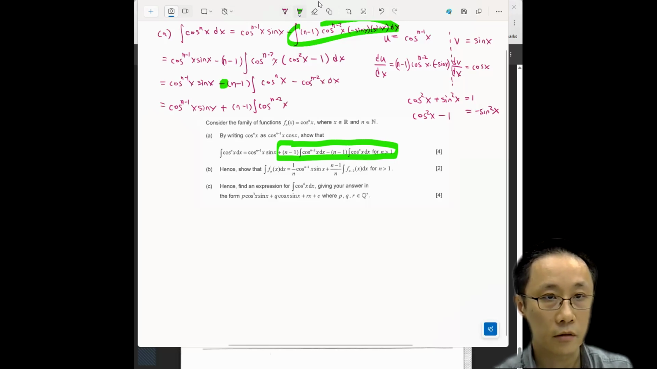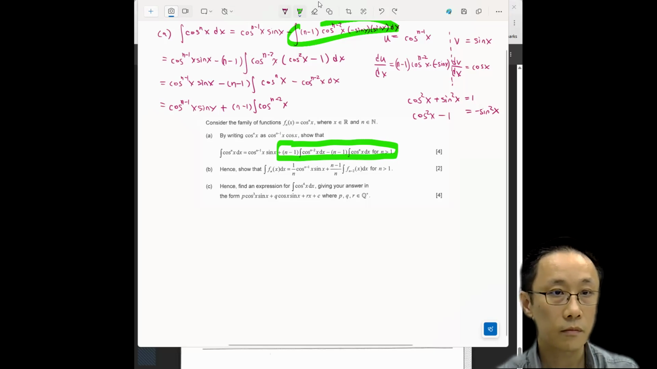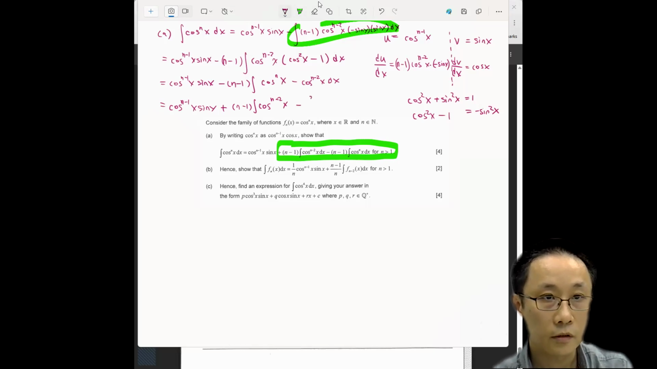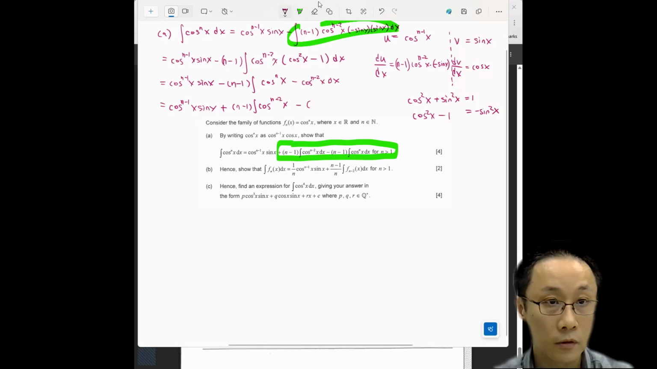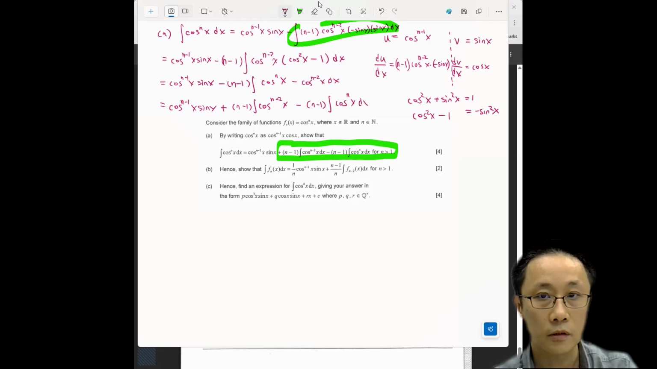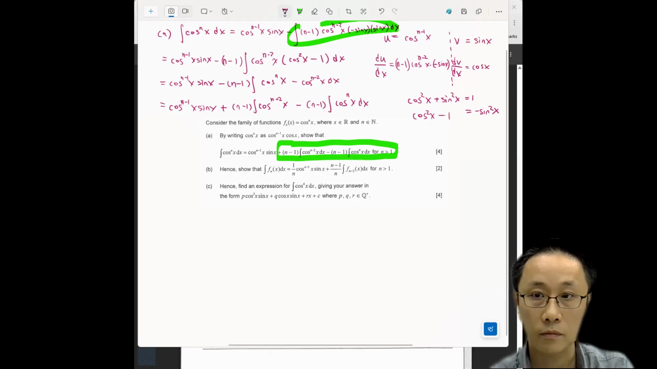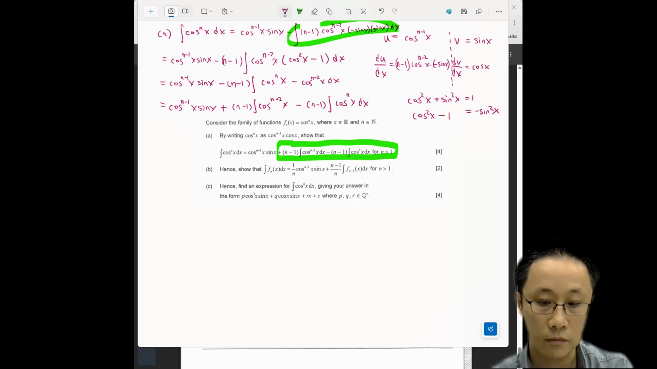You see the double minus leading to a plus, minus n minus 1 cos n x dx. So that should be it for part A.